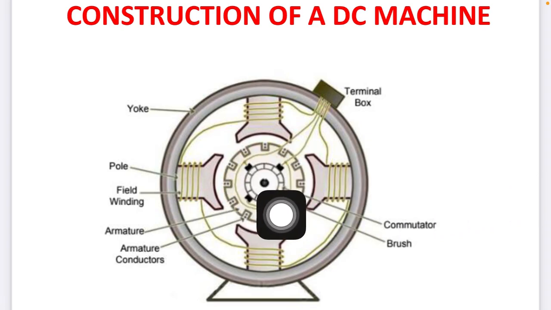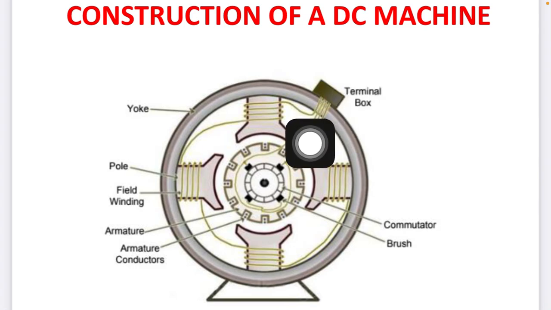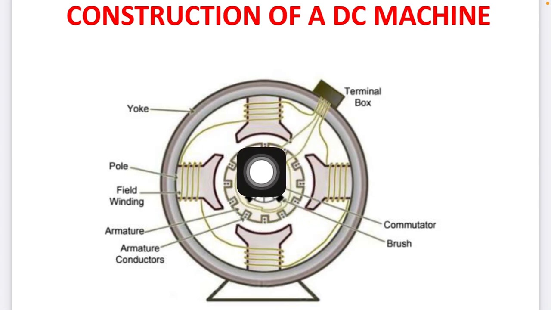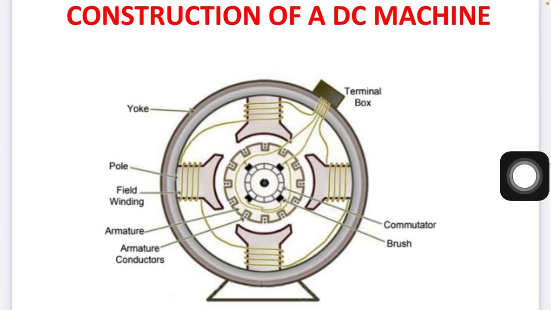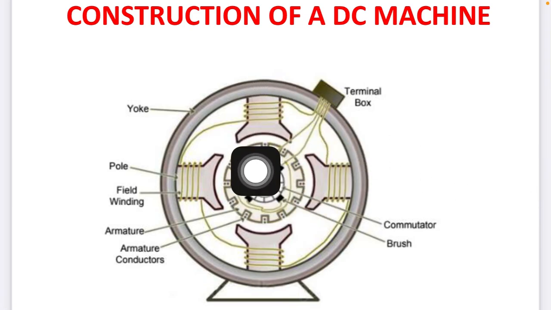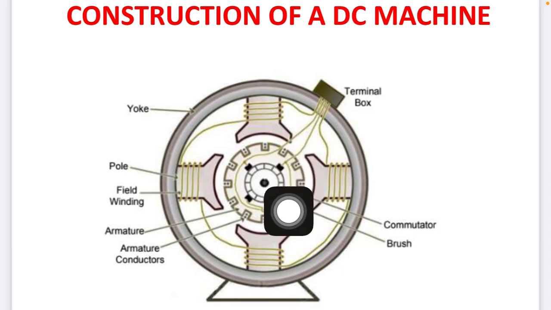How will this rotate? It rotates when supply is given to it. Whenever a current carrying conductor is placed in a magnetic field, it experiences a mechanical force. This is the basic DC motor principle. So this rotating part is called, in the case of DC machines, the armature.